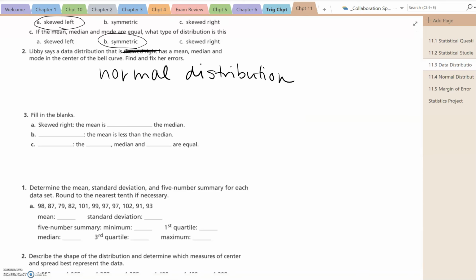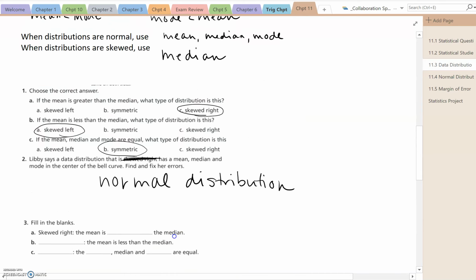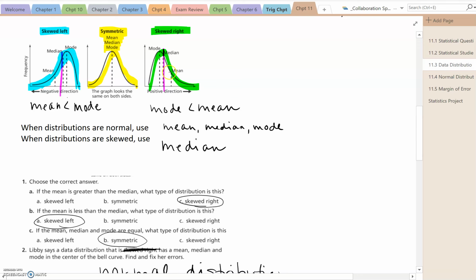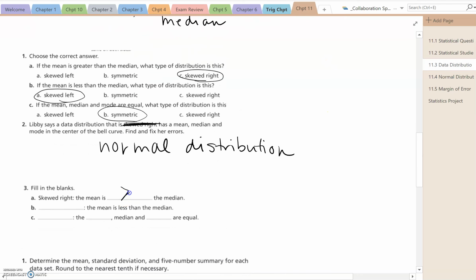Okay, fill in the blank. Skewed right, the mean is what to the median? So maybe you can do this without looking at the graph. If not, skewed right, the mean is what to the median? Greater than the median, right? I'm just going to draw a greater than sign, but if you don't know your signs, that means greater than. Okay, when your mean is less than the median, that is skewed left. And when it's a normal distribution or symmetric, that means the mean, median, and mode are all equal.